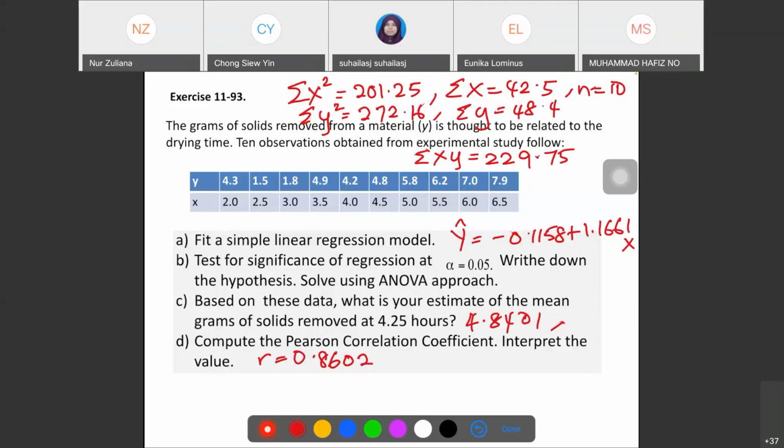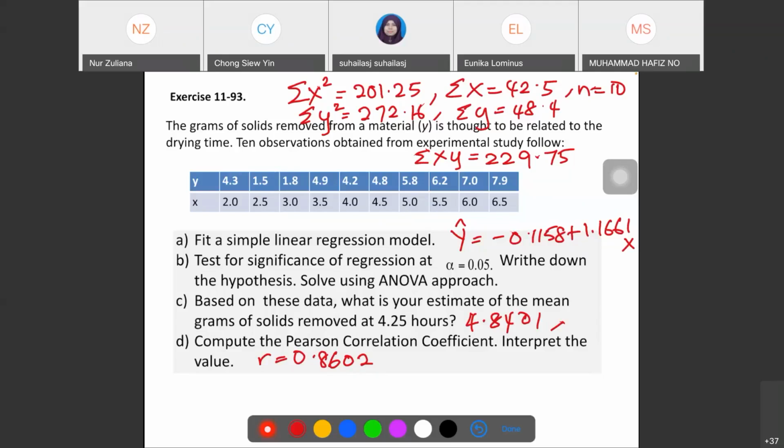Okay, so part A, you already have your fitted simple linear regression. So alpha head negative 0.1158 plus 1.1661x. So untuk part C tu kita kira dulu estimate of the mean. So y head, just replace x with 4.25. So you will get 4.8401. So that is your estimated mean.